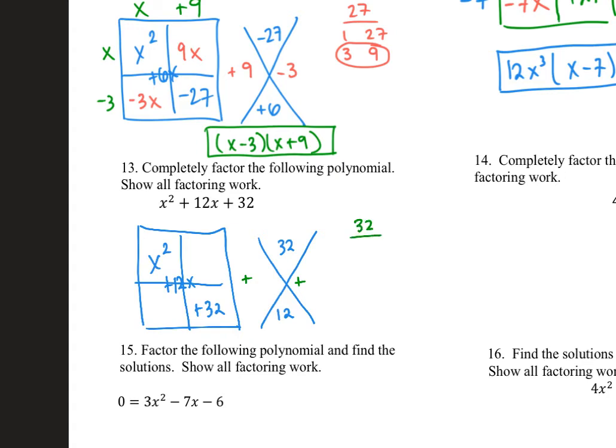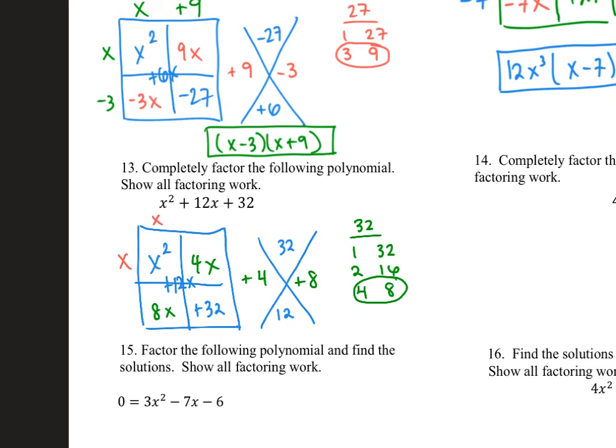So listing out my factors of 32: 1 and 32, 2 and 16, 4 and 8, 5 doesn't go in, 6, 7. So I think those are all the factors. The one that gets us 12 is 4 and 8. And then we GCF the top row. So x squared and 4x, we can take out an x. And then we work backwards.